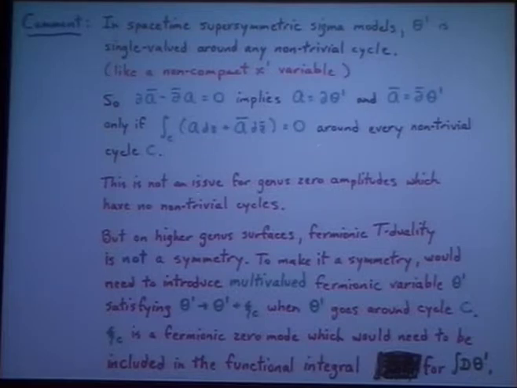Now you can ask if there's some analog of making X compact in this case, and in fact there is, but it's slightly strange. To make fermionic T-duality a symmetry at higher genus surfaces, you would have to introduce a multi-valued variable. So it's not periodic or anti-periodic, it's multi-valued in the sense that if you take it around a non-trivial cycle, it changes by a constant amount. So for every non-trivial cycle, you'll have an extra fermionic constant or extra fermionic zero mode. And if you want to make sense out of this T-duality, you would have to integrate over all these extra fermionic zero modes when you do the functional integral. Normally one doesn't do this in a sigma model, so that's why fermionic T-duality is only a symmetry for tree amplitudes in string theory.